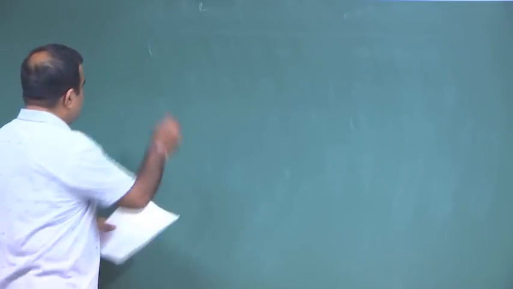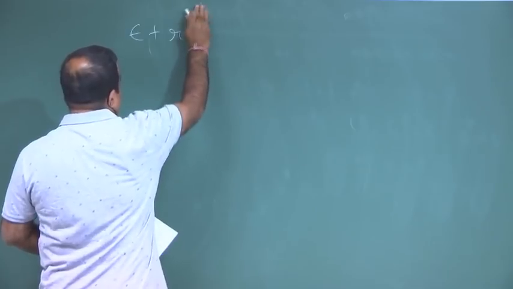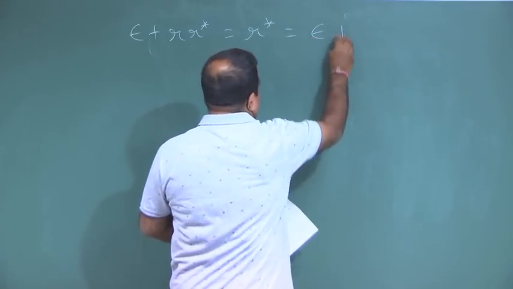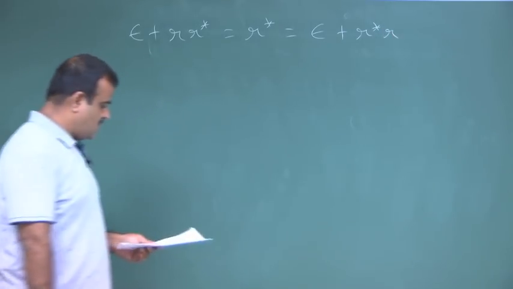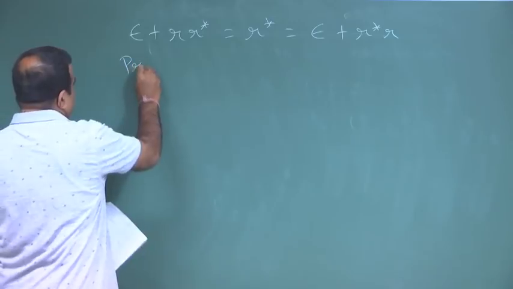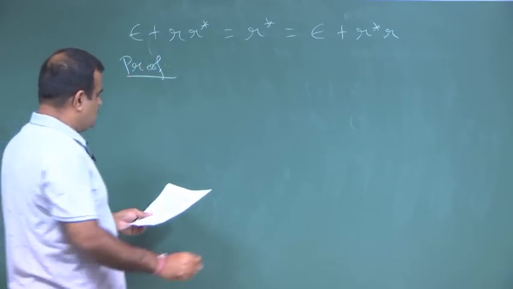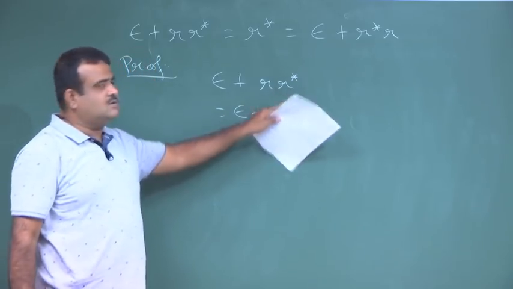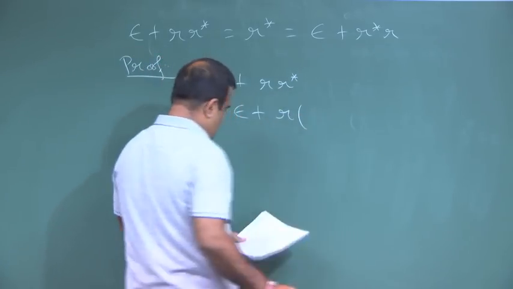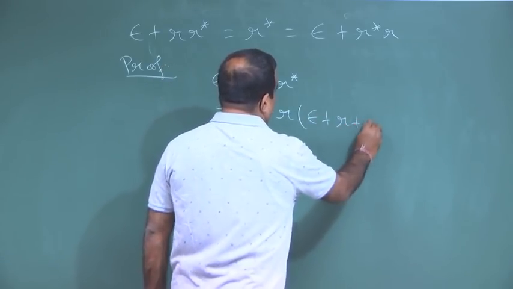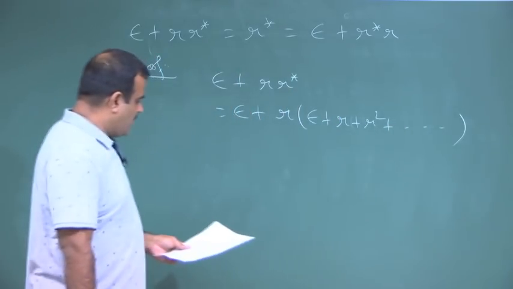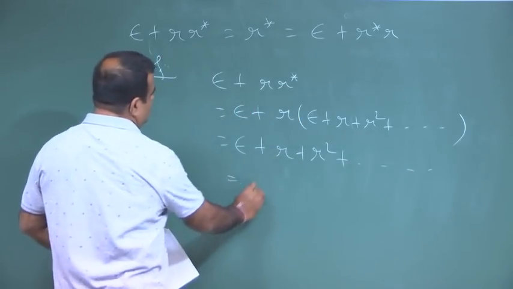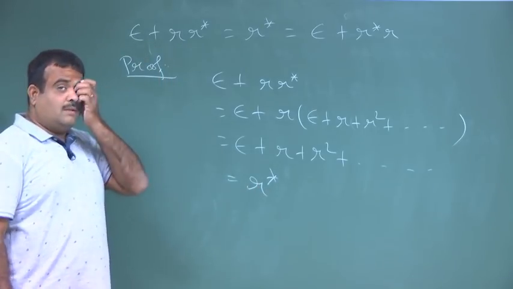Next one is epsilon plus R R star is equal to R star, which is the same as epsilon plus R star R. This we will use directly. Now, how to prove this? Informally, R star means epsilon plus R plus R square plus R cube and so on. So this is nothing but R star. This is informal, because this is an infinite series.